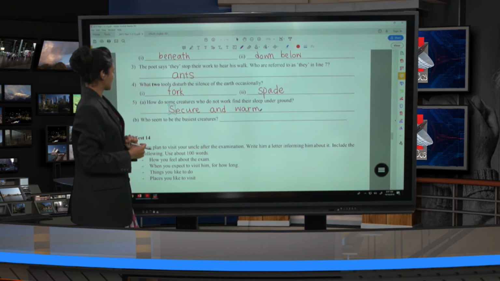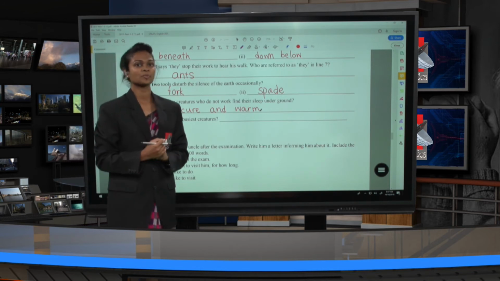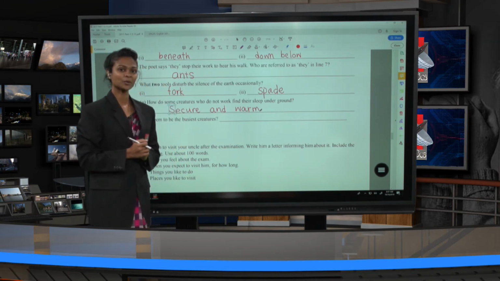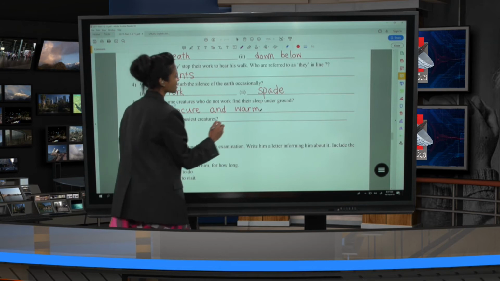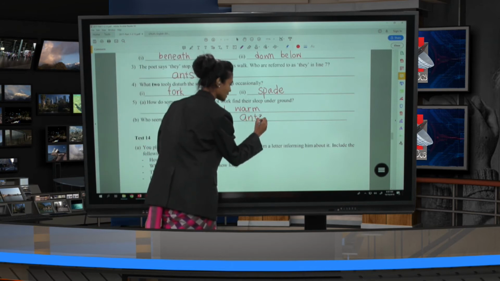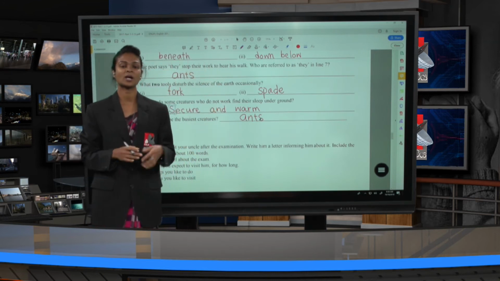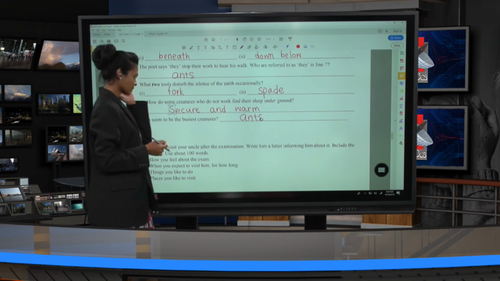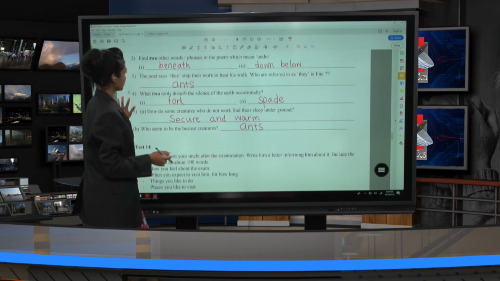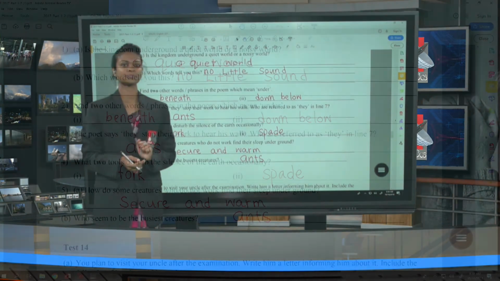Then part B. Who seem to be the busiest creatures? Yes, that's ants. Ants are the busiest because it is mentioned in the poem that they run here and there. So, check your answers again.